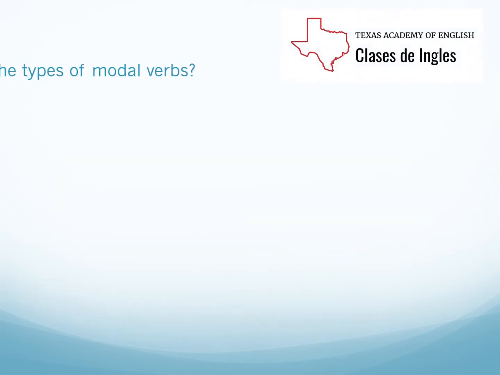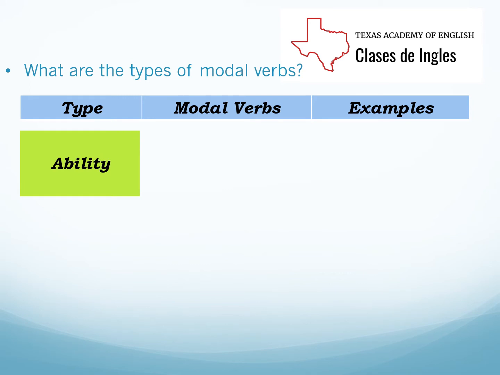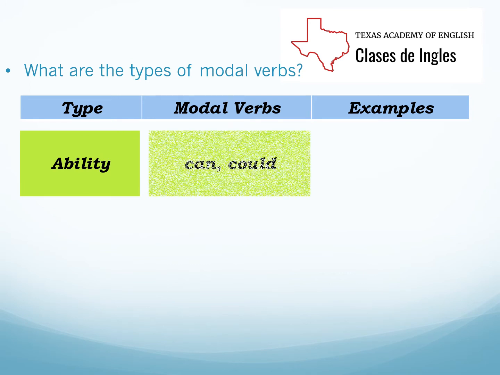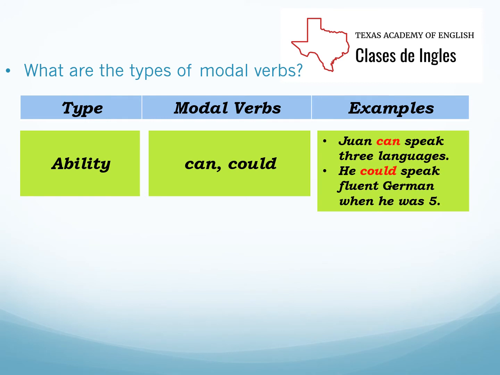Okay, what are types of modal verbs? Here we will look at the types of modal verbs and some helpful examples. So, ability: can, could. Some examples are, for instance, Juan can speak 3 languages. He could speak fluent German when he was 5.